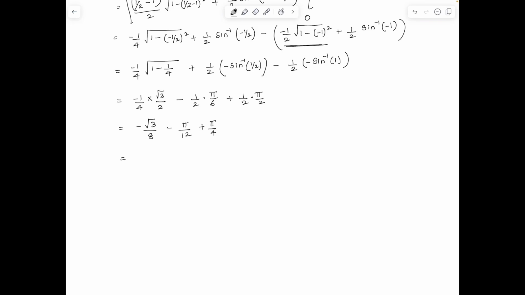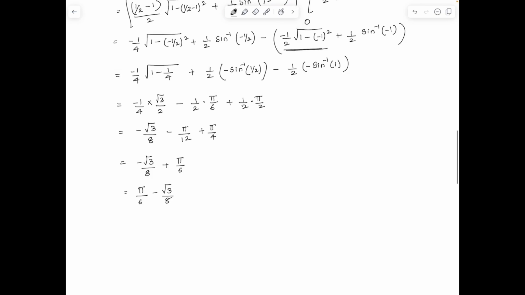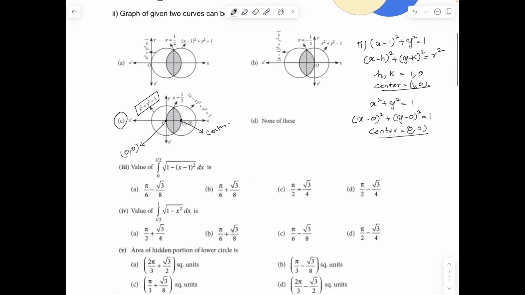On simplifying this, we get minus root 3 by 8 plus pi by 6, which is pi by 6 minus root 3 by 8. So the answer is option A.